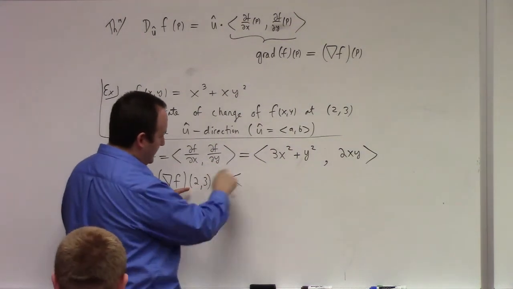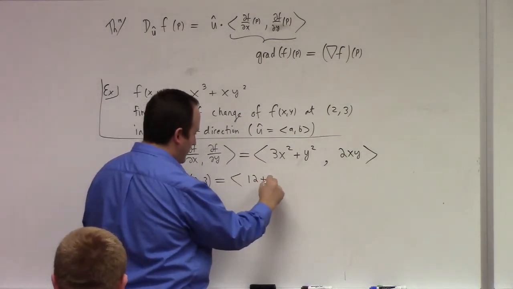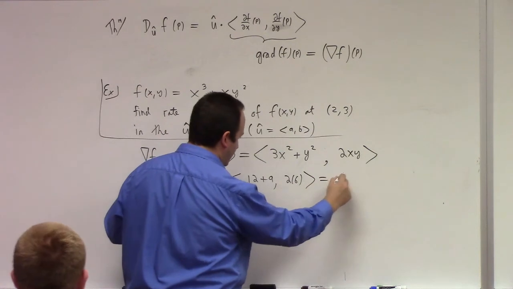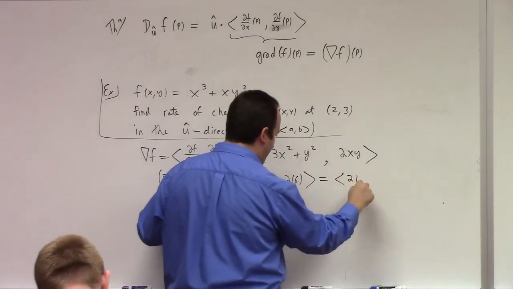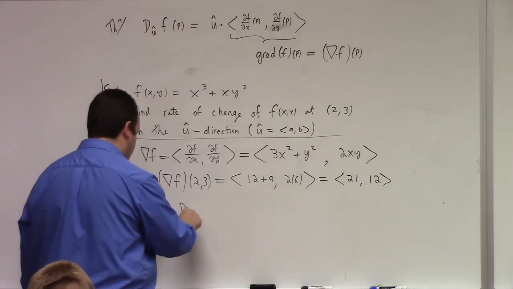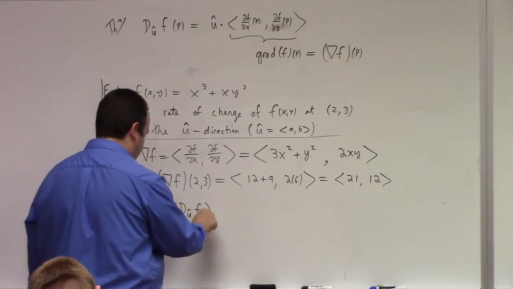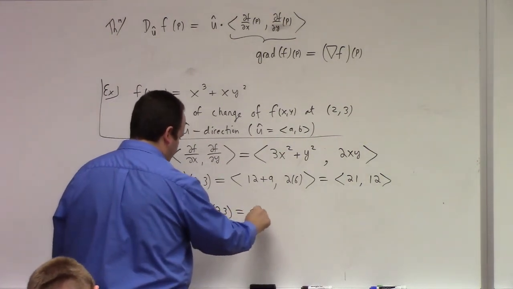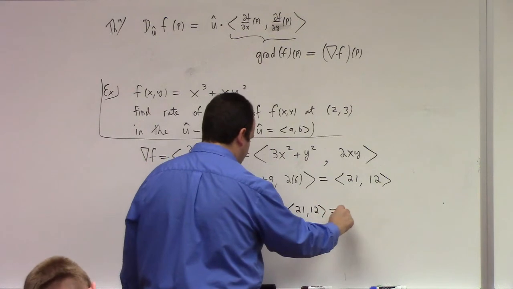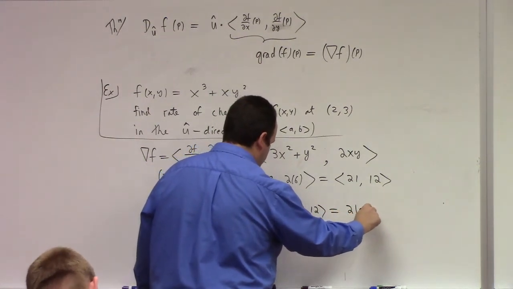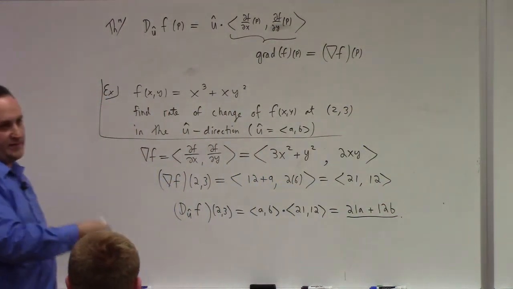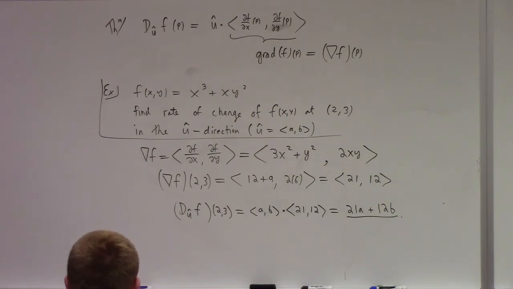All right, so let's see here. 3 times, that's 12 plus 9. And 2 times what? 2 times 6. I mean, this vector is 21, 12, if I did it right. And then we can calculate the directional derivative in the u hat direction of the function f at 2, 3, which is equal to a b dotted with this vector, 21, 12. What's that give me? That gives me 21a plus 12b. That's the rate of change of this function in the ab direction.